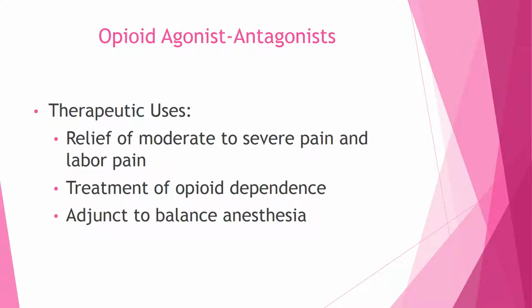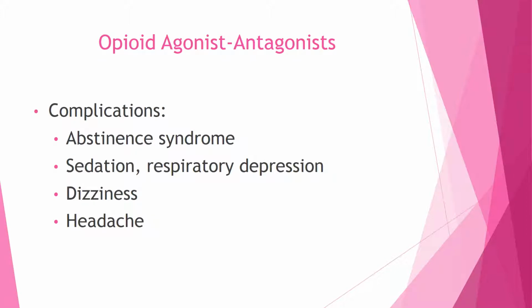And then adjunct to the balance of anesthesia. Complications that can occur, your abstinence syndrome, which we've talked about before. Cramping, hypertension, vomiting, fever, anxiety. This syndrome can result when there's a physical dependence on the opioid agonist and when they receive the medication.